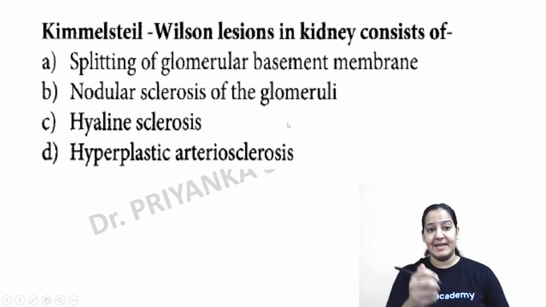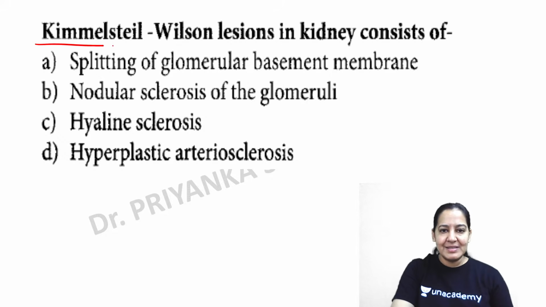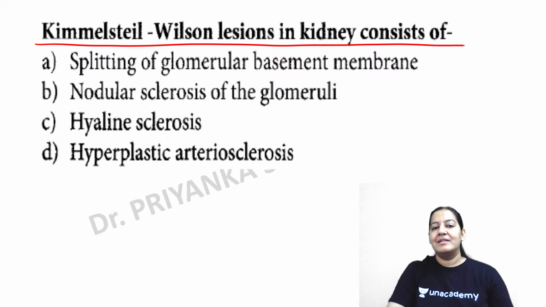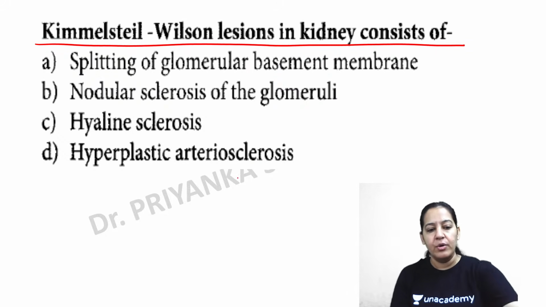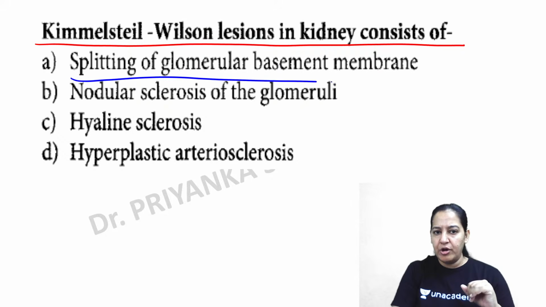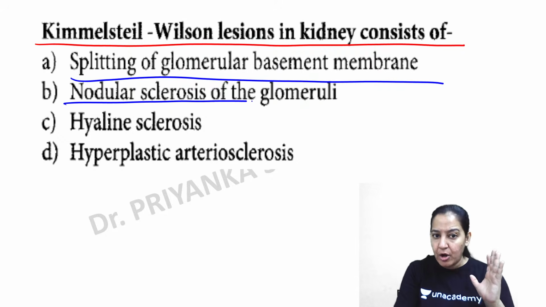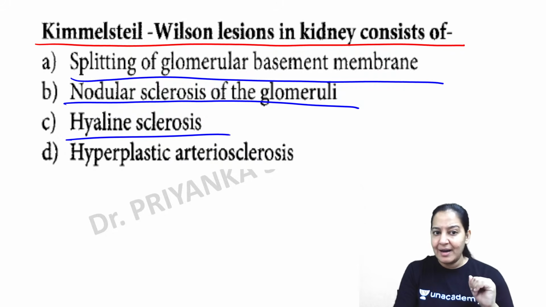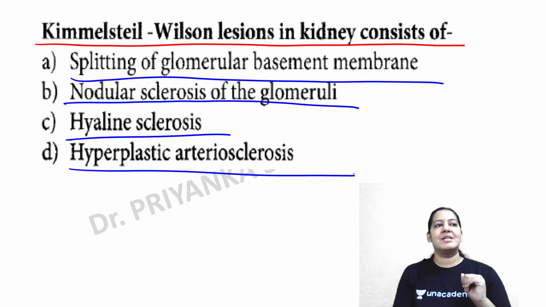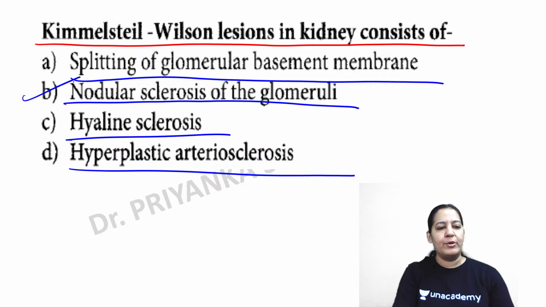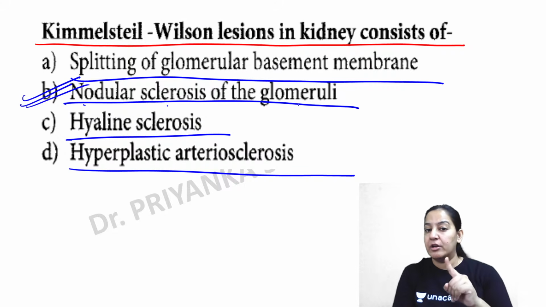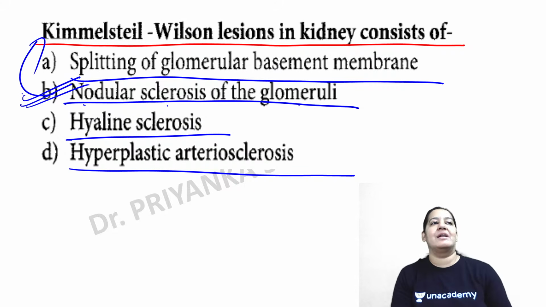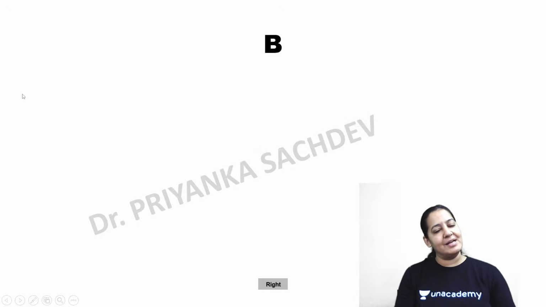Okay, this is the next question I was asking for. Kimmelstiel-Wilson kidney, the lesions consist of. The four options are in front of you. So what are the lesions in Kimmelstiel-Wilson kidney? Is it splitting of the glomerular basement membrane? Is it nodular sclerosis of the glomeruli? Is it hyaline sclerosis? Is it hyperplastic arteriosclerosis? Yes, Sufi, Anu, Sayantan, absolutely right. It is the nodular sclerosis of the glomeruli which is labeled as Kimmelstiel-Wilson kidney. So the correct answer here is B.